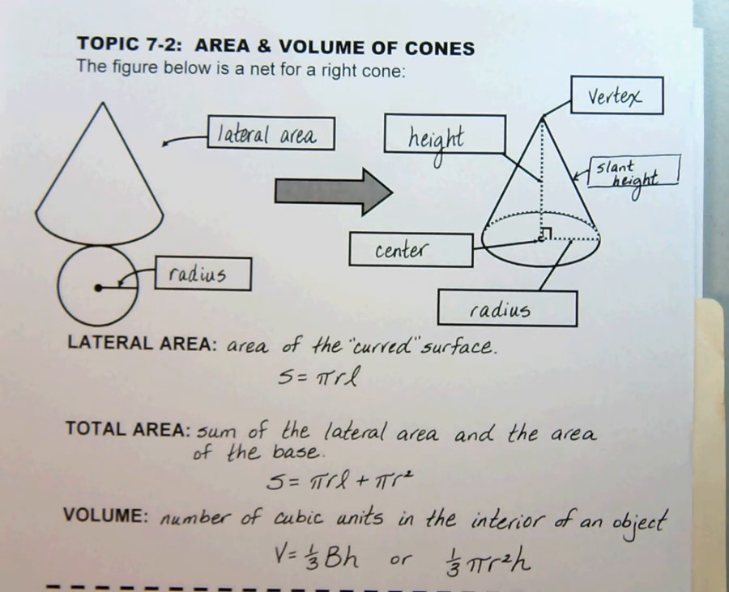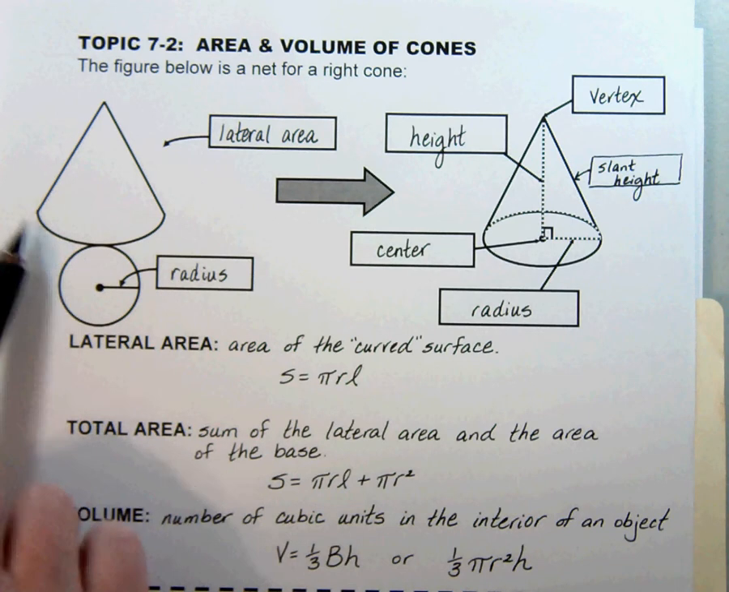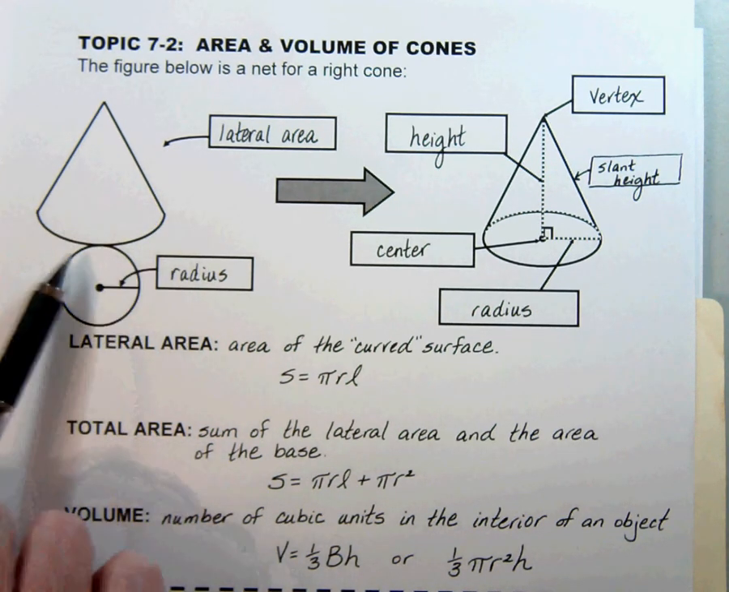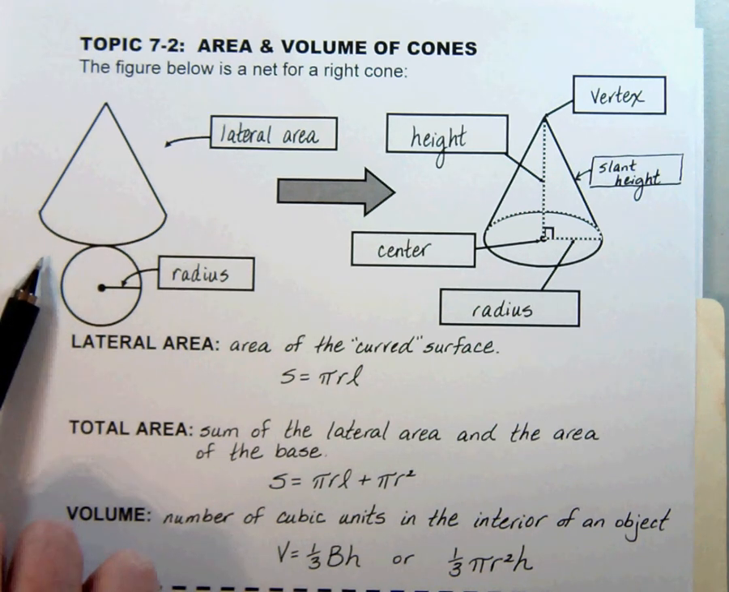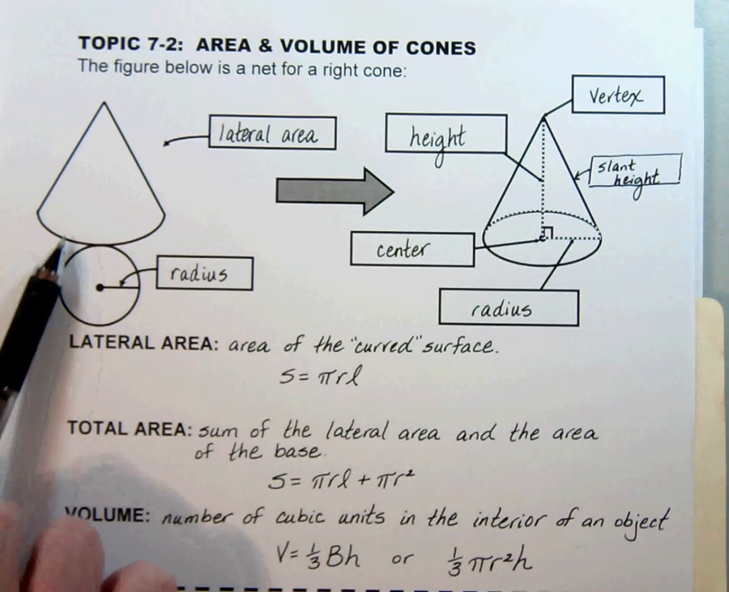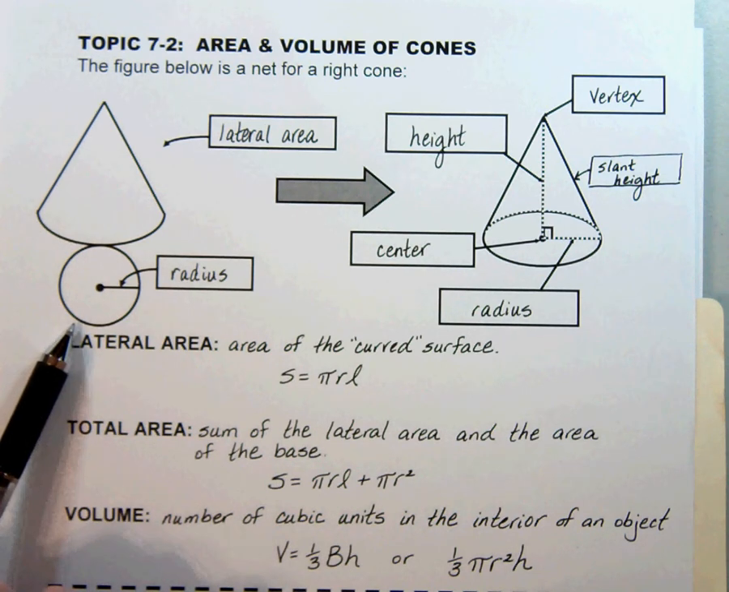This is topic 7.2, area and volume of cones. I've already labeled the parts of a cone. I'll let you do that. The lateral area on the net of a cone looks sort of like a triangle, but with a curve to it. It would wrap around. I have examples of these if you want to see how it folds up into a cone. The lateral area would be that area that wraps around the base, so that's the curved area.